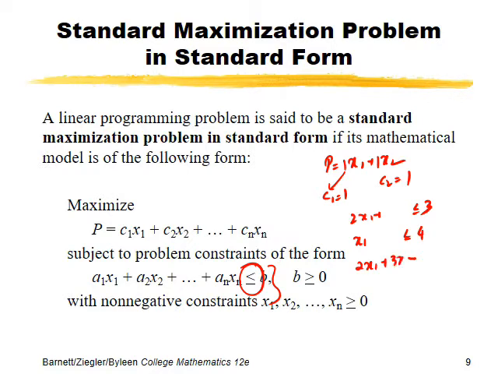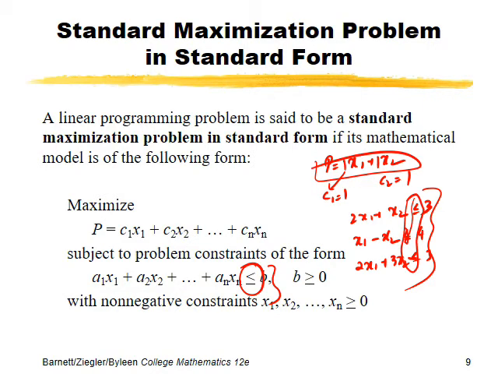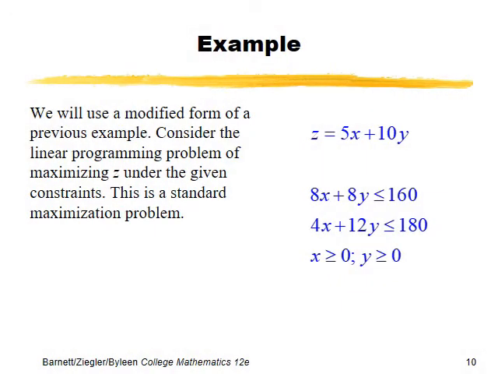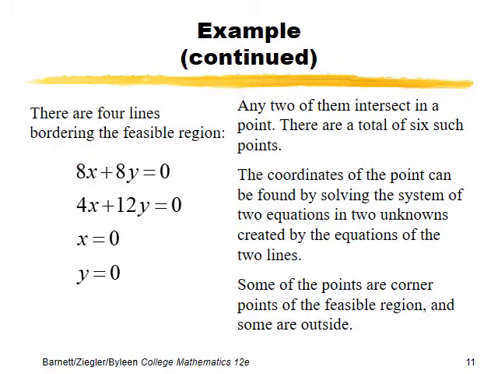2x1 plus 3x2 less than 3. So you will be given three constraints or more than three constraints or maybe less than three constraints. All the inequalities are in less than or equal form and an objective function. Then it is called a standard maximization problem. Now you can see this is the standard maximization problem. You are given one objective function and all the constraints are in less than or equal form.